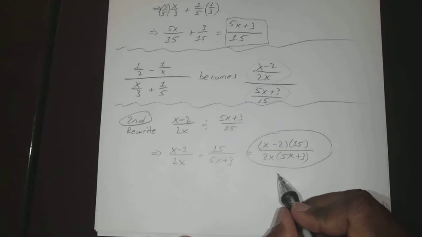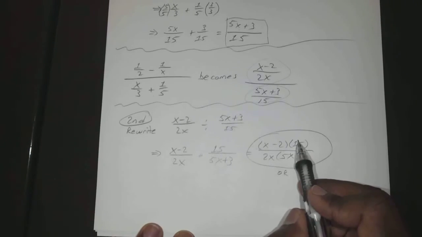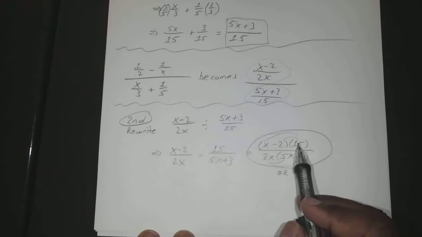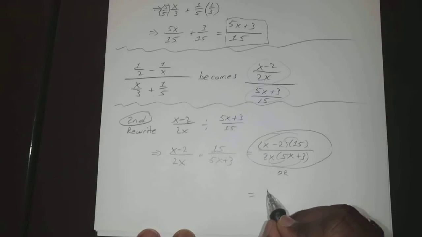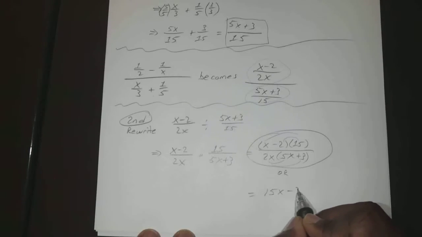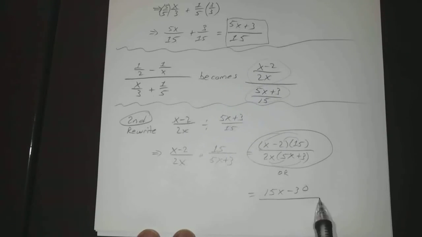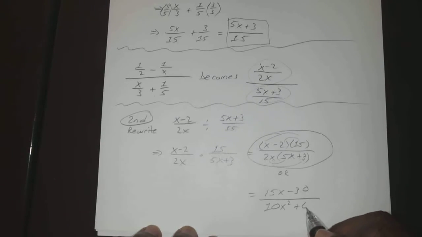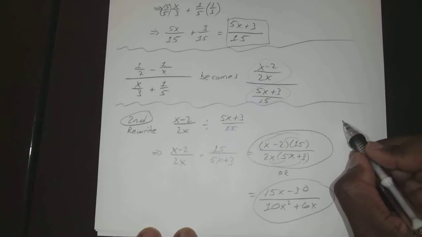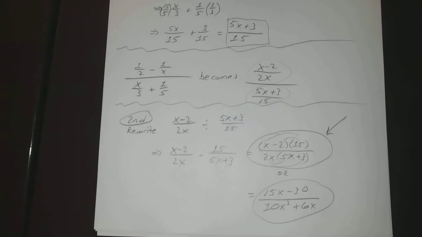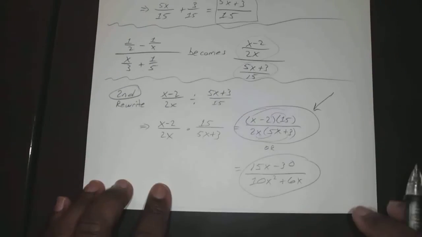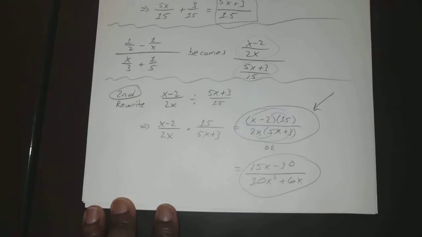Or if you wanted to, you can distribute the 15 and distribute that 2x, where you'll have 15x minus 30 divided by 10x squared plus 6x. Okay, so normally this is the answer you'll see. But if it's multiple choice and you don't see this answer up here, then it might be in this form.